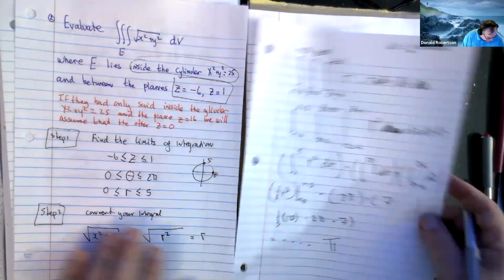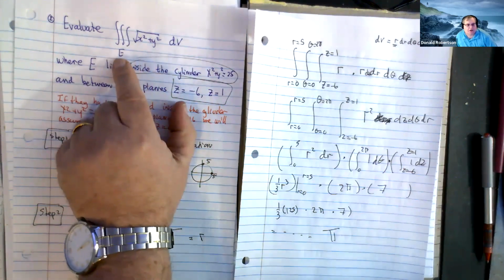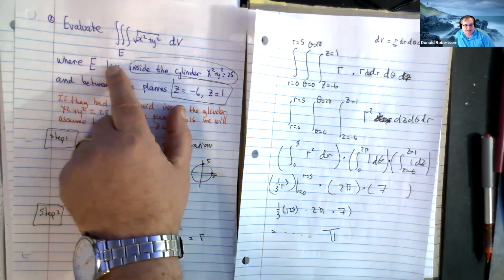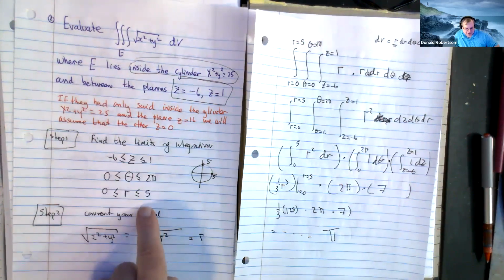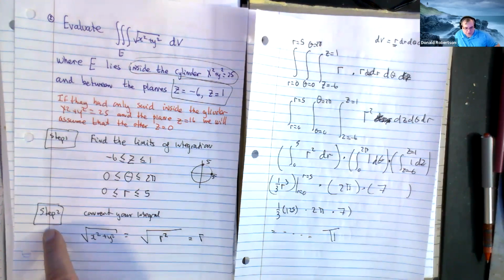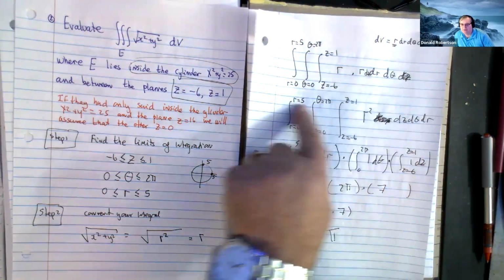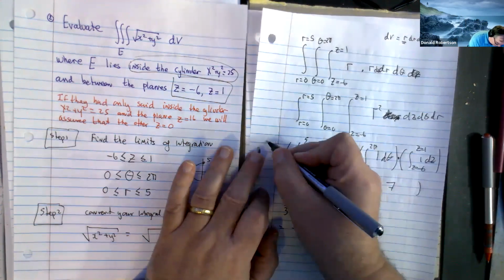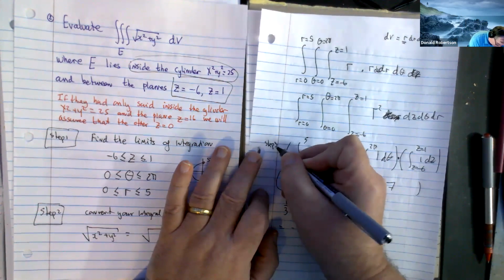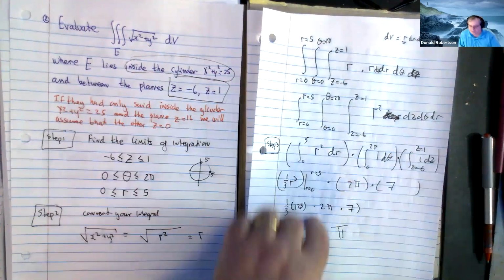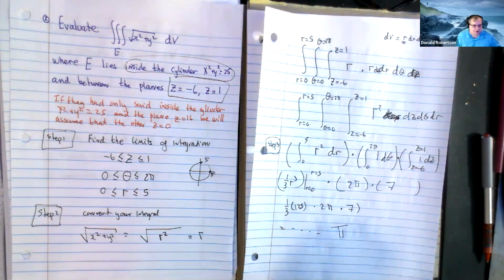So the key to doing that question was to recognize that the region E gives us the steps. Step 2 would be convert your integral, which is essentially what happened here. And step 3 would be, once you've converted it, just get the answer. Just get the numerical value.